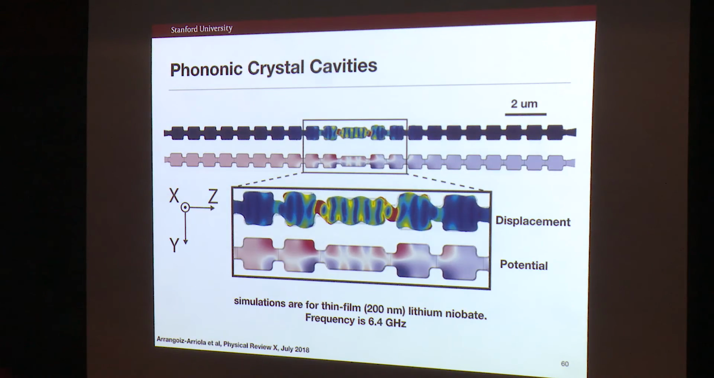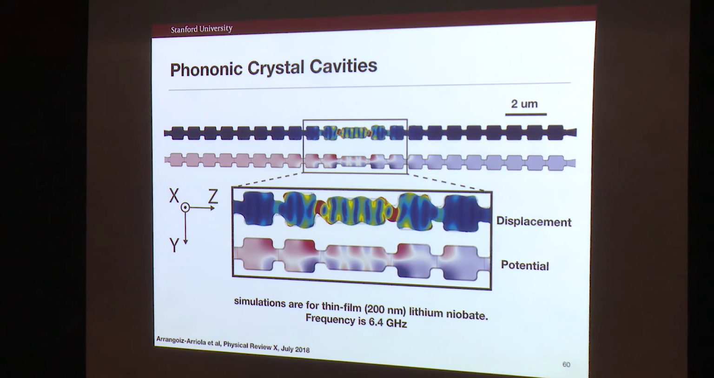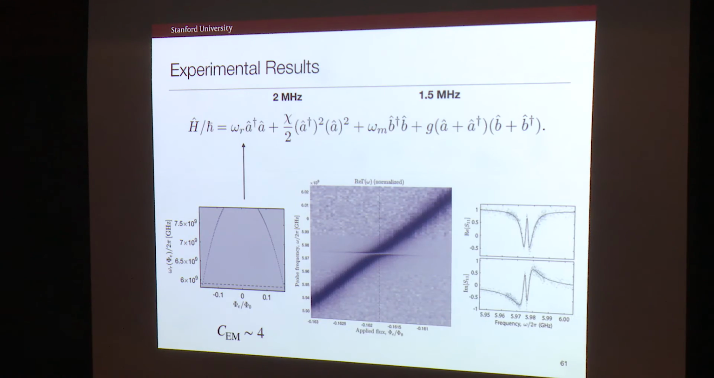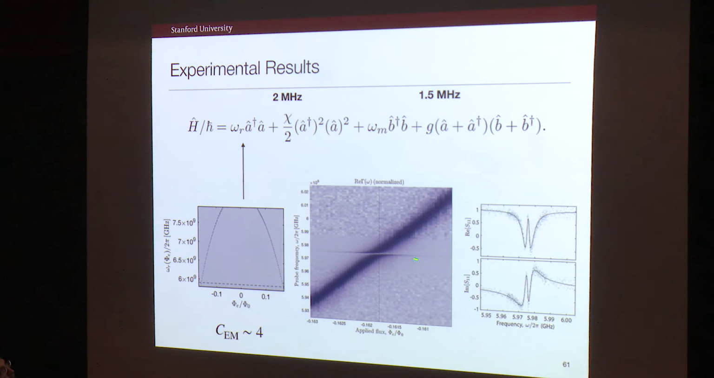Okay, and the mechanical modes we're looking at are something like this. So this is, again, a phononic crystal. There's a localized mechanical mode that generates a potential that looks like that. And here, this thing oscillates according to simulations at 6.4 gigahertz. In the real world, it oscillates at around 6 gigahertz.